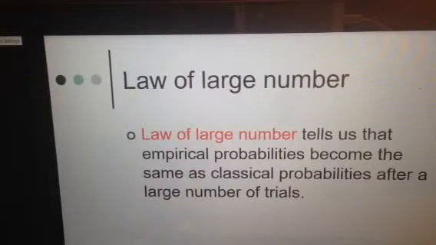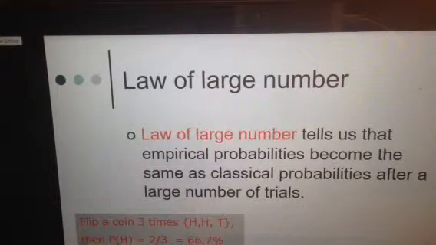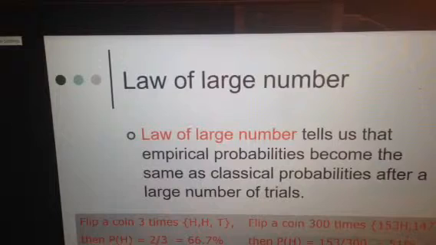The law of large numbers tells us that the empirical probabilities become the same as classical probabilities after a large number of trials. If you flip a coin 3 times, then the probability of getting heads is 2 out of 3, which is 66.7%. If you've flipped the coin 300 times, then the probability is 51%, while the classical probability would be 50%. You've got a 50% chance of getting a head and a 50% chance of getting a tail.